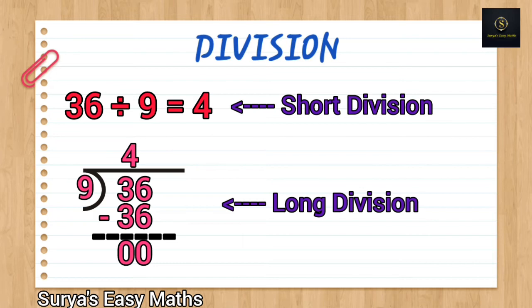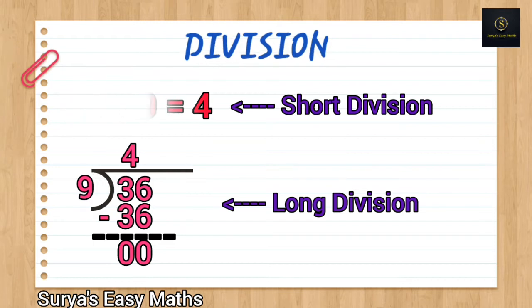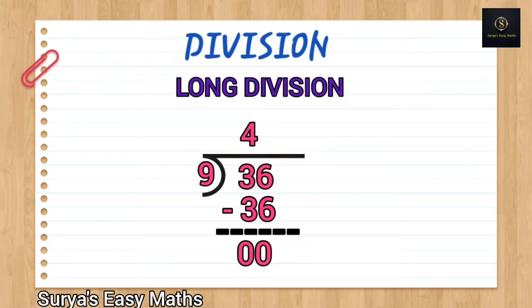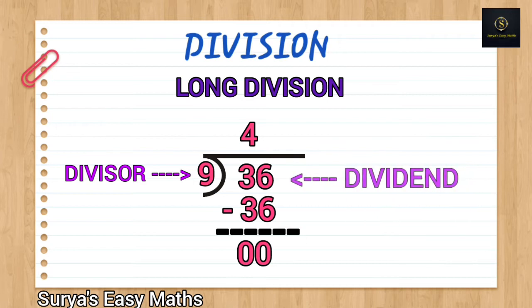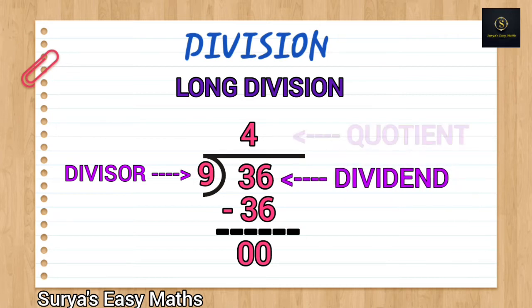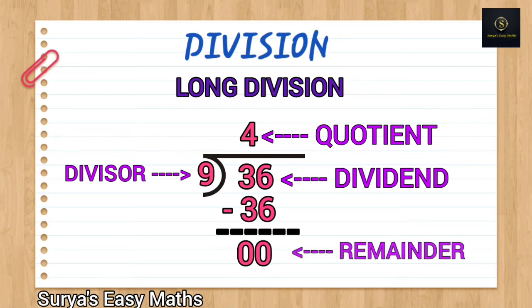It has 4 parts, which we already studied in the previous video. So children, it has 4 parts: 9 as the divisor, 36 as the dividend, 4 as the quotient and 0 as the remainder. So today we are going to understand how to solve long division.